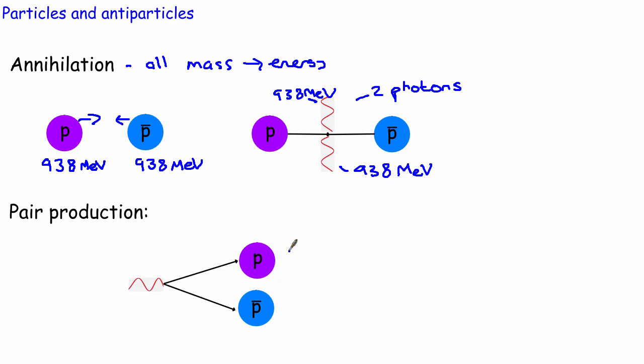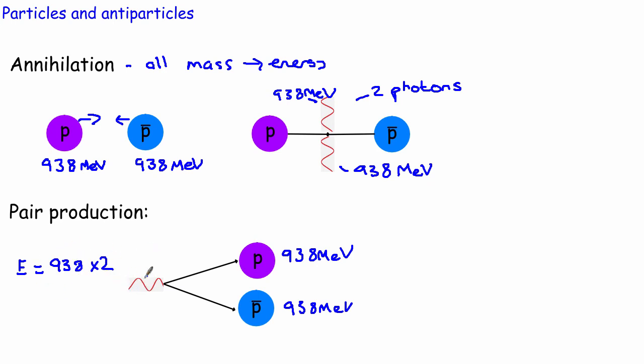So we know that the rest energy of this again is 938 MeV, and the rest energy of this is 938 MeV. So the energy of this photon must be at least 938 MeV and another 938 MeV. So the energy of my photon must be 938 times 2, and we can do that on our calculator. So for the energy of this photon, we must have enough energy to make the rest energy of the proton and also the antiproton.